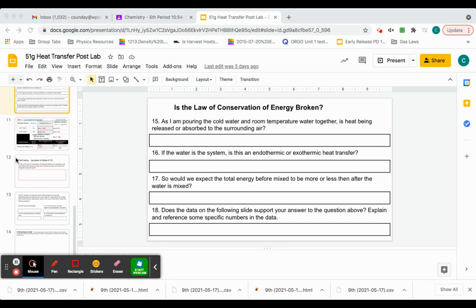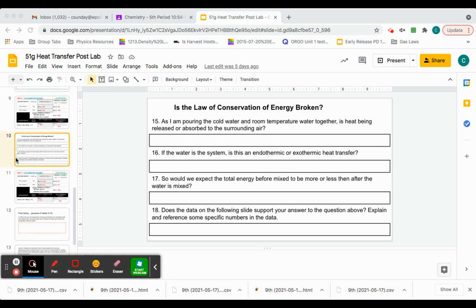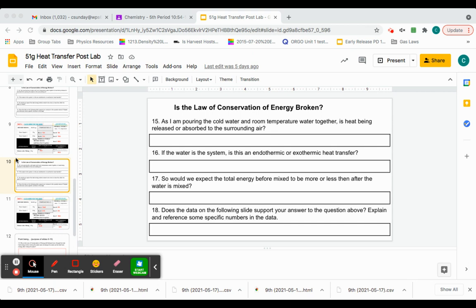Morning. This is slide 10, which I believe is where most of my classes left off yesterday. So slide 10, we are continuing along with the theme of is the law of conservation of energy broken? But this is relating to the lab and the mixing of waters that we did last week.